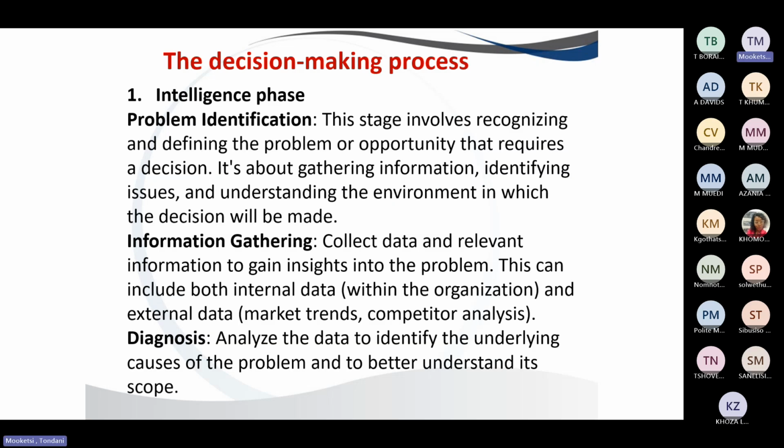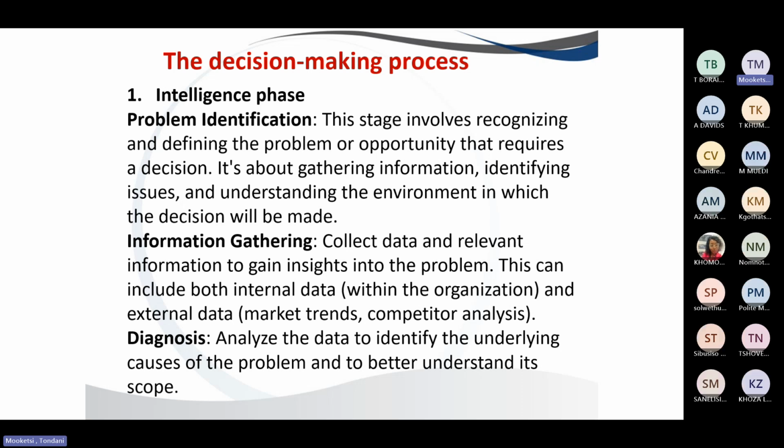Then the decision-making process, we said there are different phases of the decision-making process. First is the intelligence phase. In this phase, you identify the problem, recognizing and defining what the problem is or what the opportunity is that requires a decision. It's about gathering information, identifying issues, and understanding the environment in which the decision will be made.